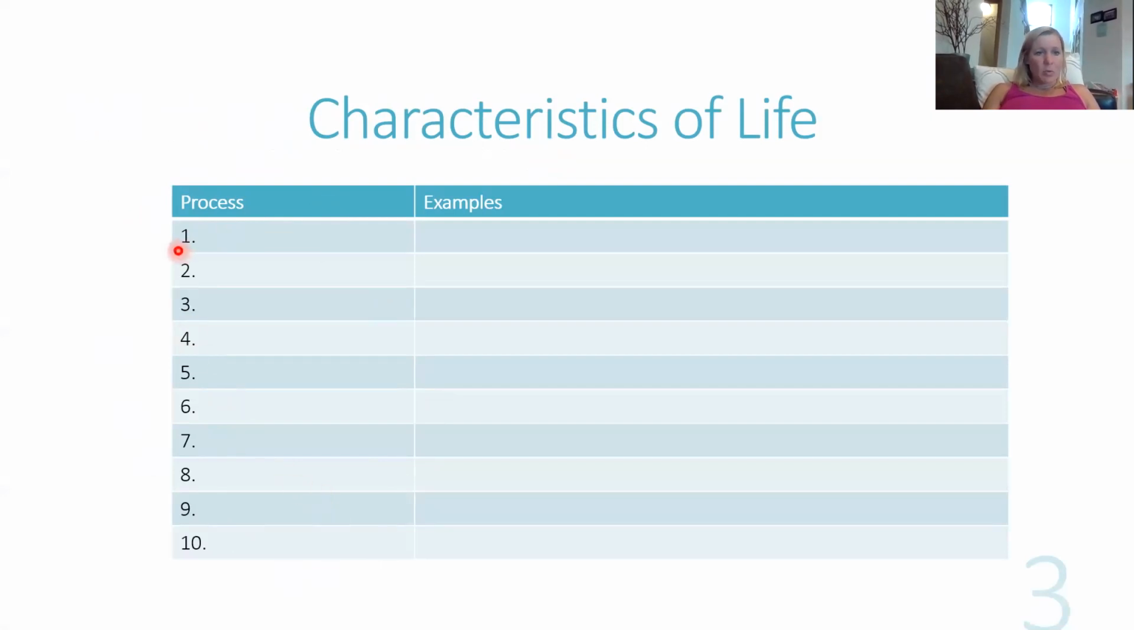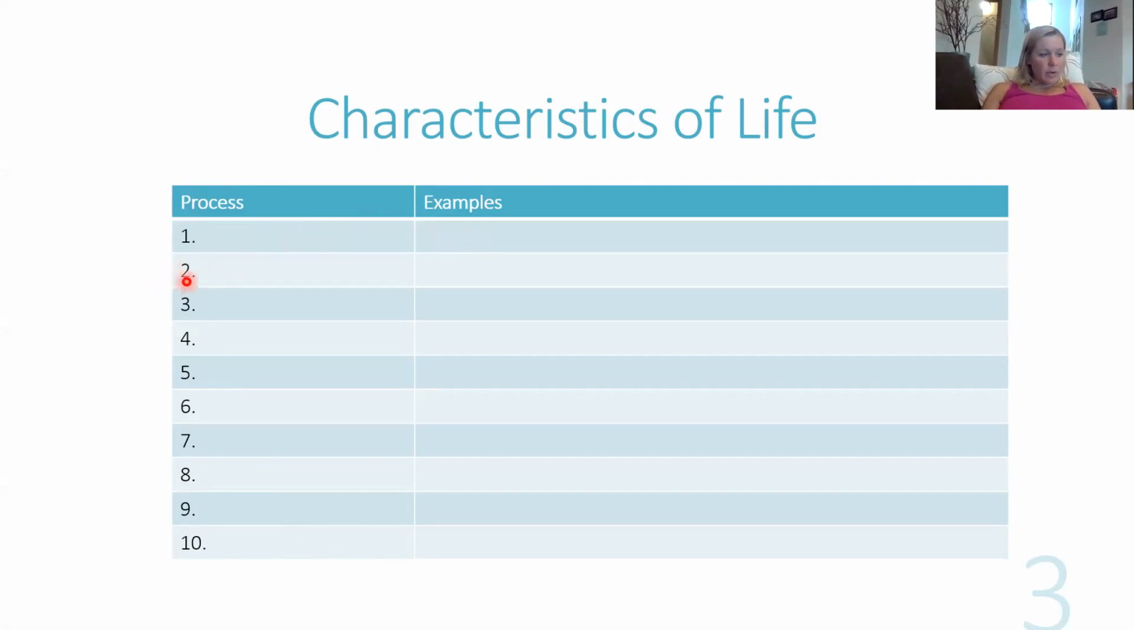Okay, so number one is movement. So we need to have movement of different body parts. This could also mean movement within the body as well. So again, we can think about blood movement, movement through the digestive tract, and those types of things as well.